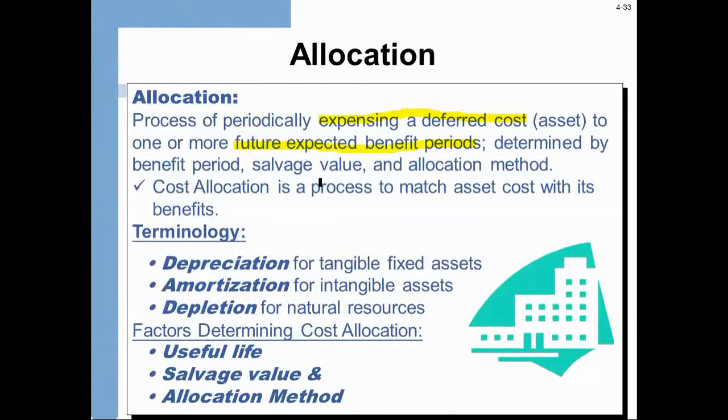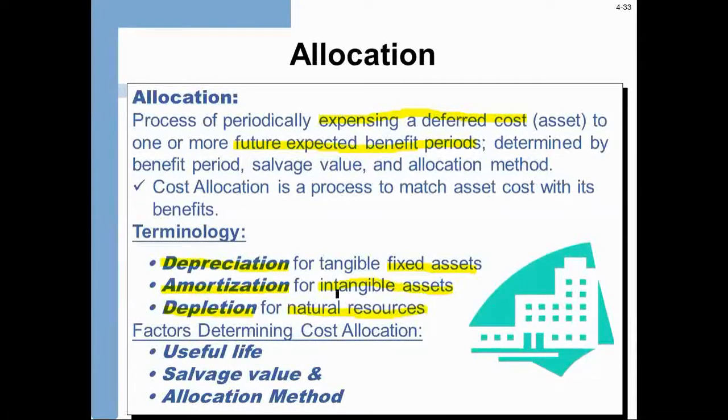These allocation methods are also called depreciation. So we are going to calculate depreciation, and depreciation is basically calculated on the fixed asset. Then we will also have amortization. Amortization is also an allocation process, but amortization is calculated on the intangible assets. Then depletion is calculated on the natural resources.